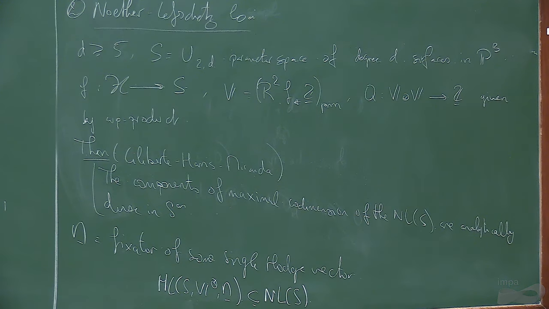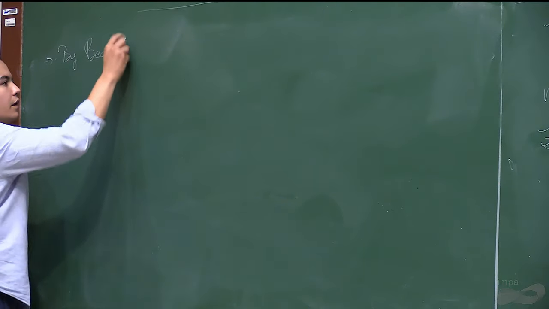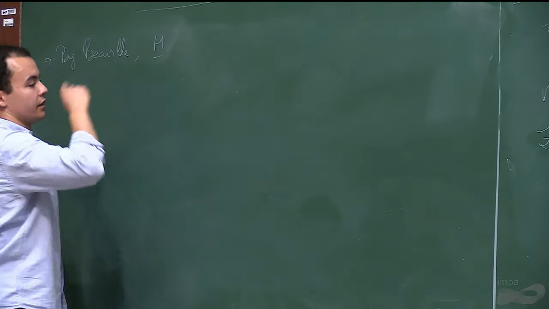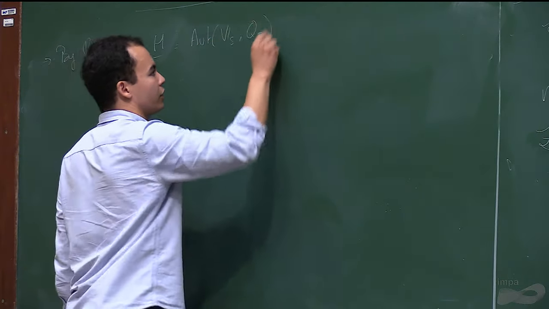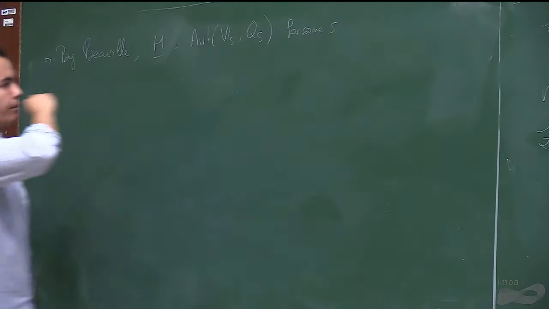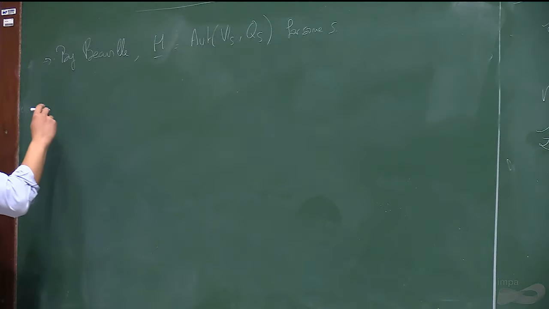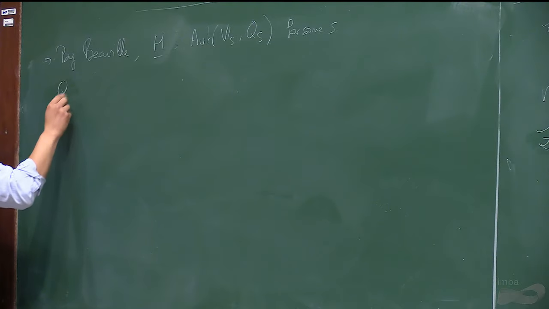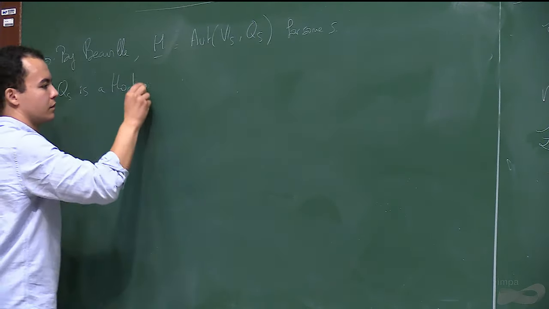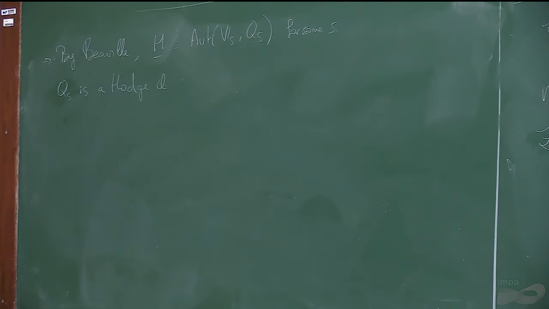So first, we can check that the monodromy is Q-simple. I'll check every assumption. So by Beauville, the algebraic monodromy group is precisely equal to the full orthogonal group. So it's as big as it can be, because Q is a Hodge class. Yeah, Beauville gives the precise monodromy, but it's also Lefschetz.